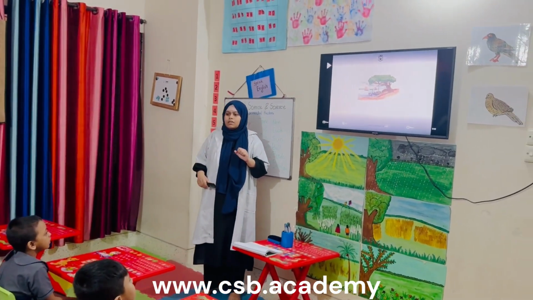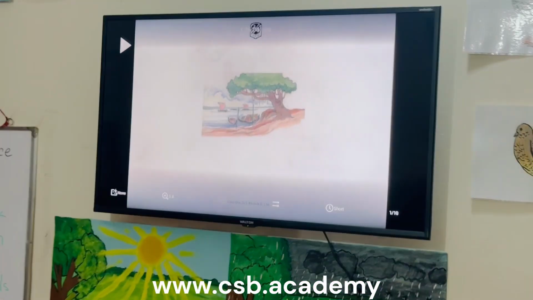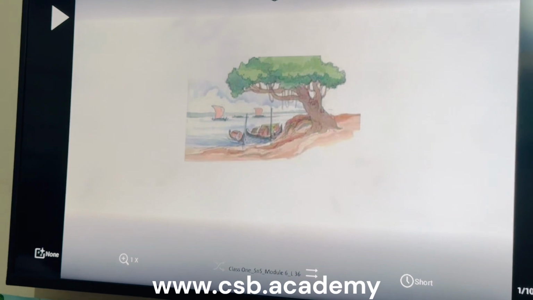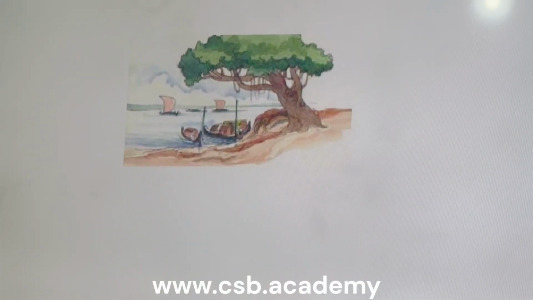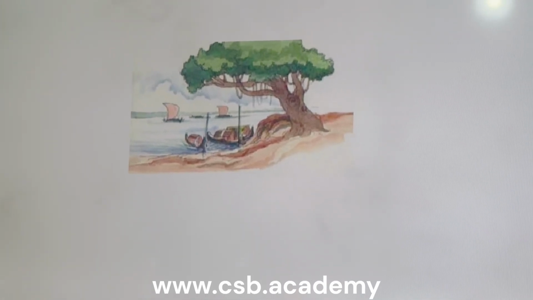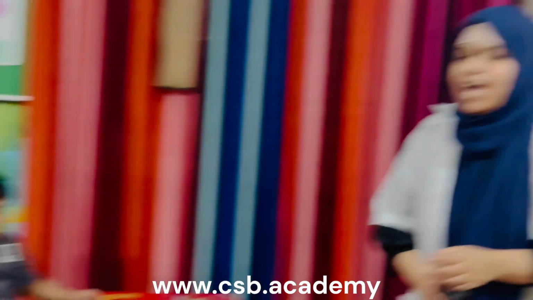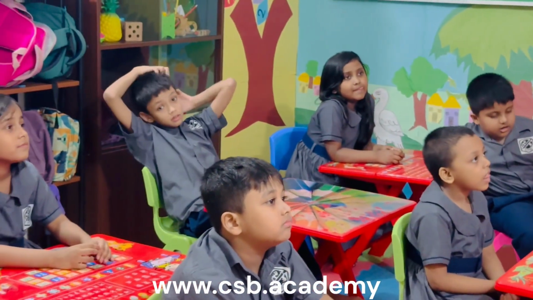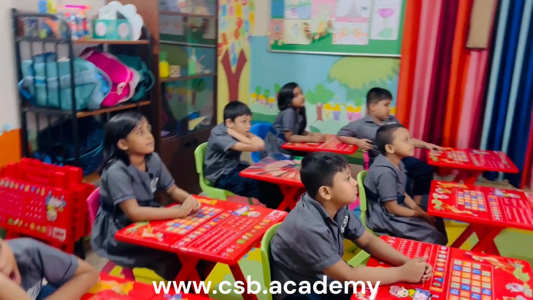It is a tree. Some goats. A tree, a goat, and a water pool. Yes, cool. But this is a city's village. Village scenery. Okay, that means this is the environment of a village, right? Yes. Okay, let's move on to the next picture.